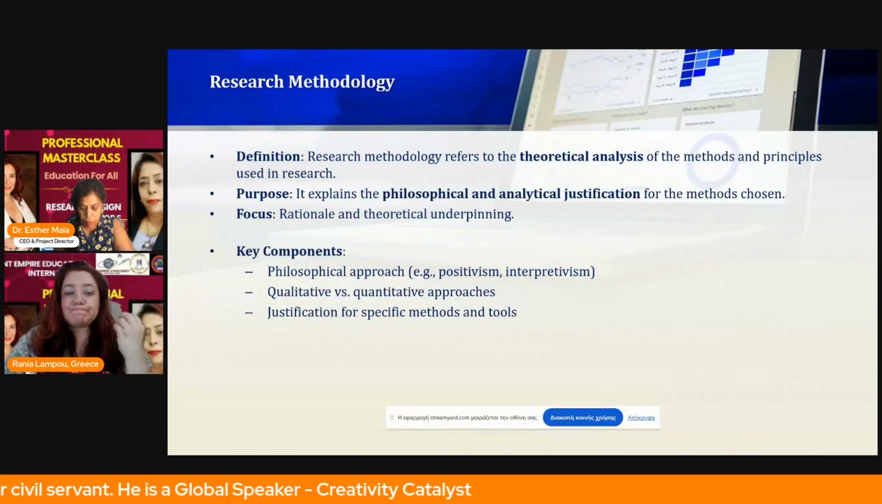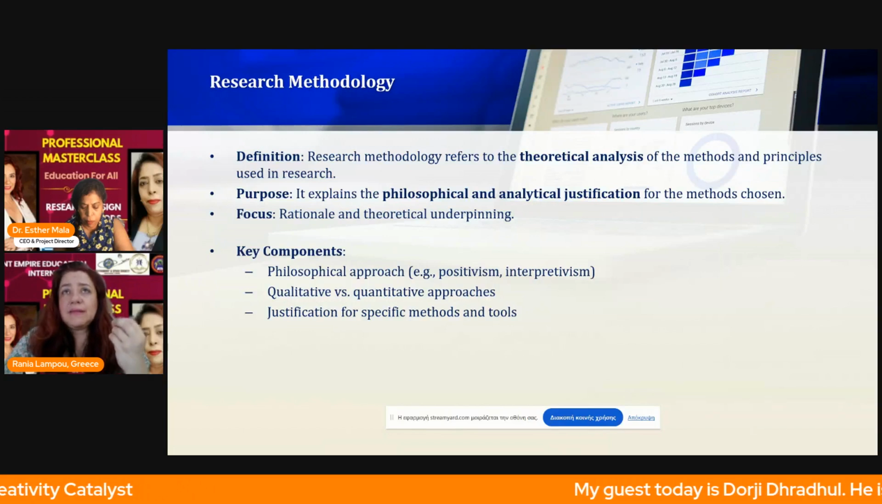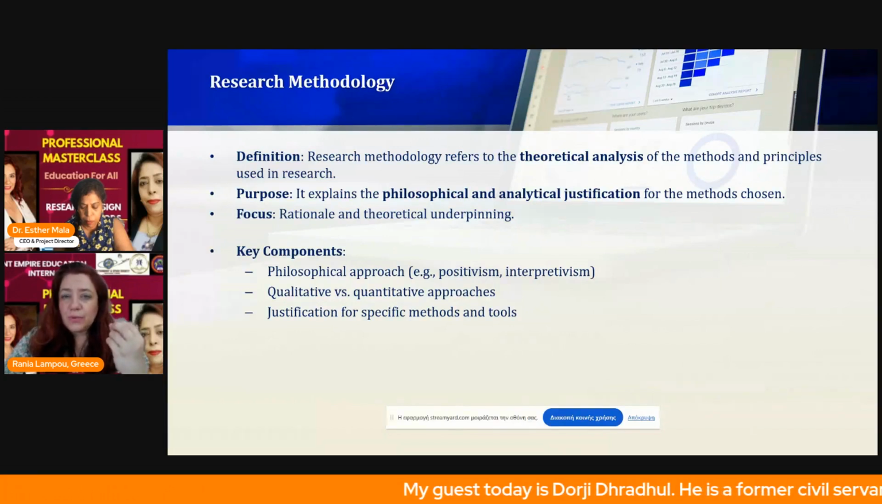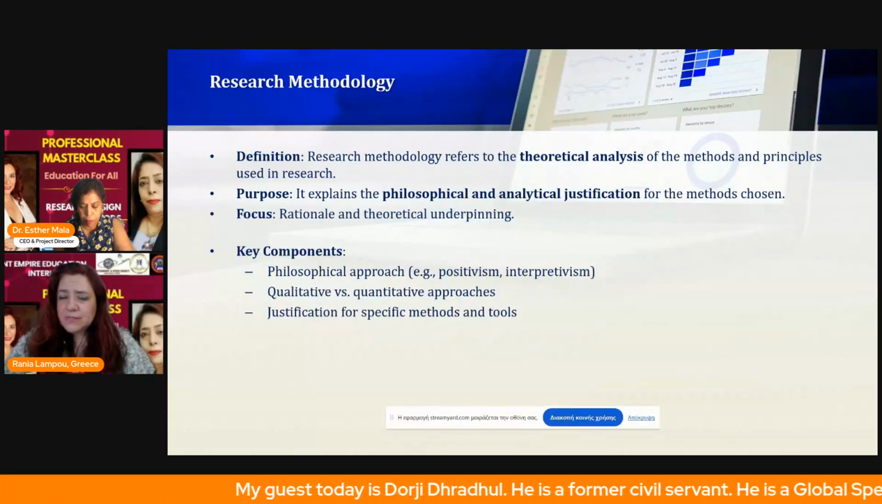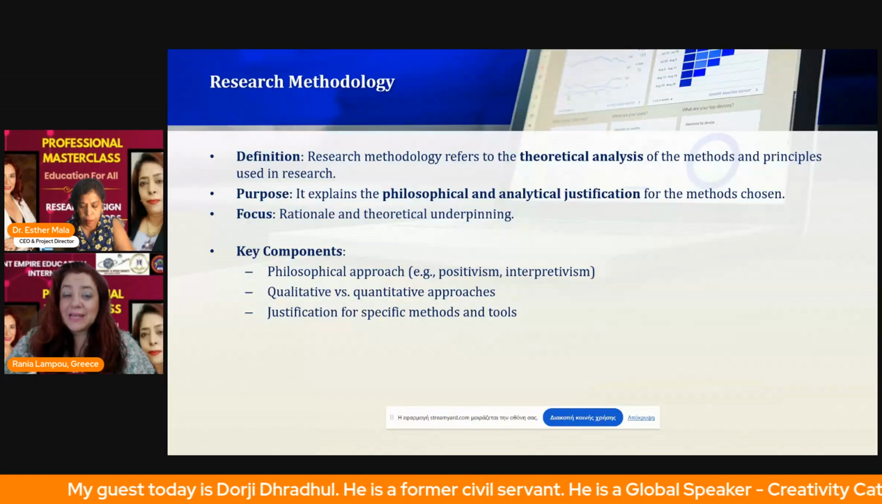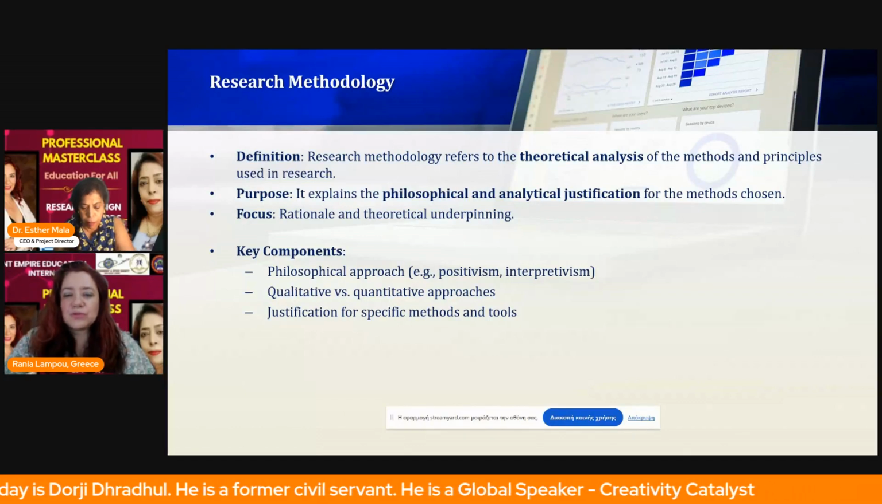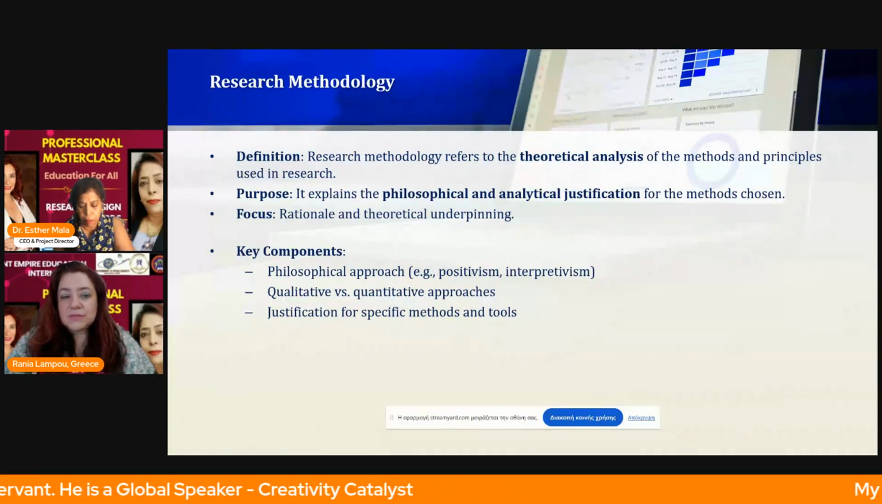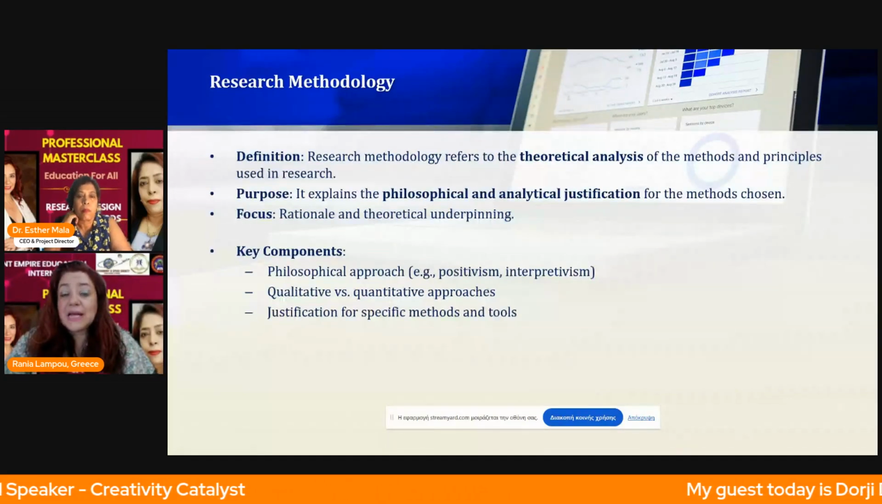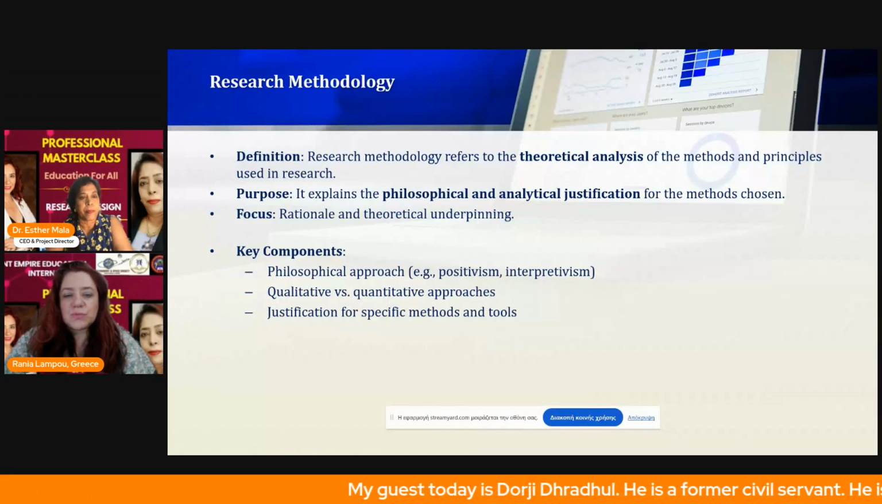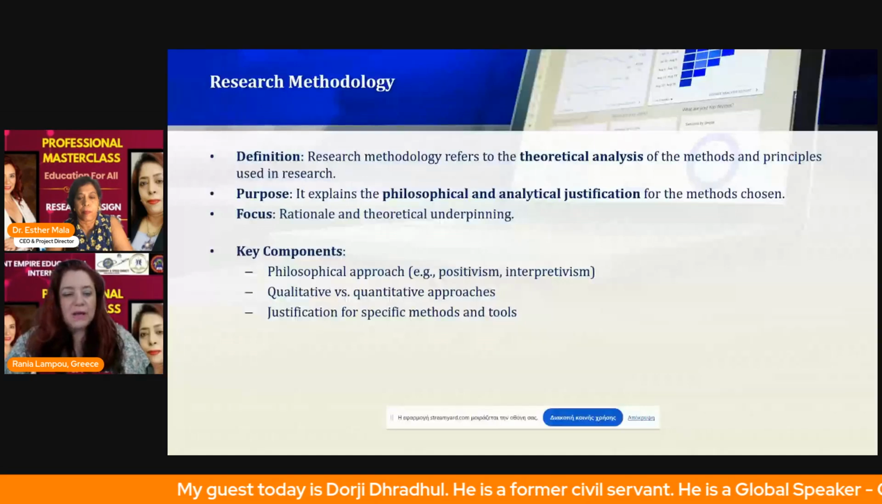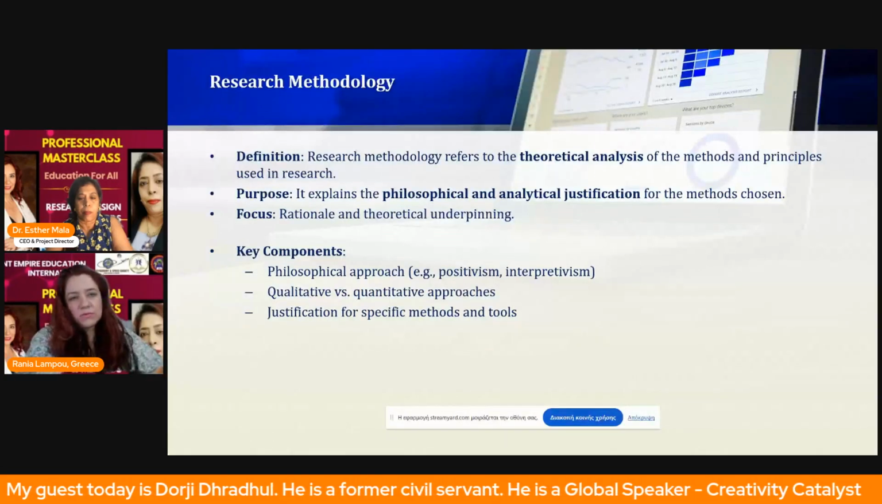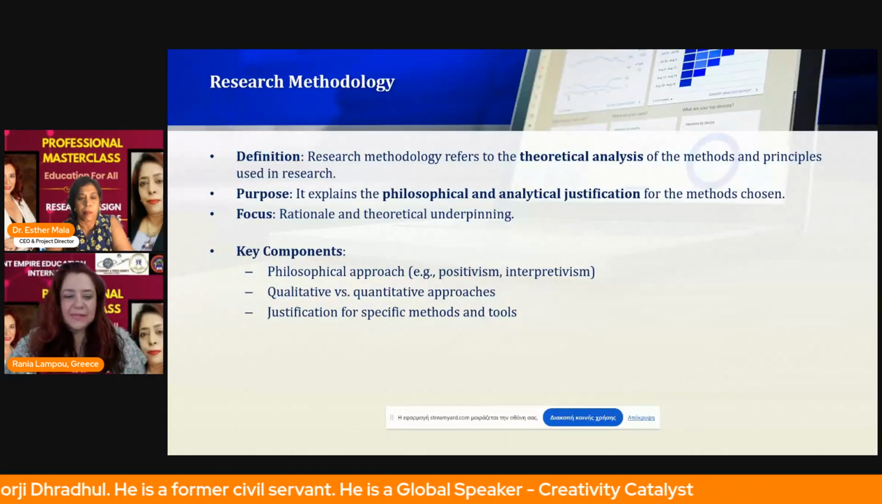So the focus is the rational theoretical underpinning, and the key components include the philosophical approach. In our first sessions, we have explained all this, the research paradigms, positivism, interpretivism, constructivism. What will be your research paradigm? Qualitative versus quantitative approaches, and justification for specific methods and tools. I hope this difference is clear.